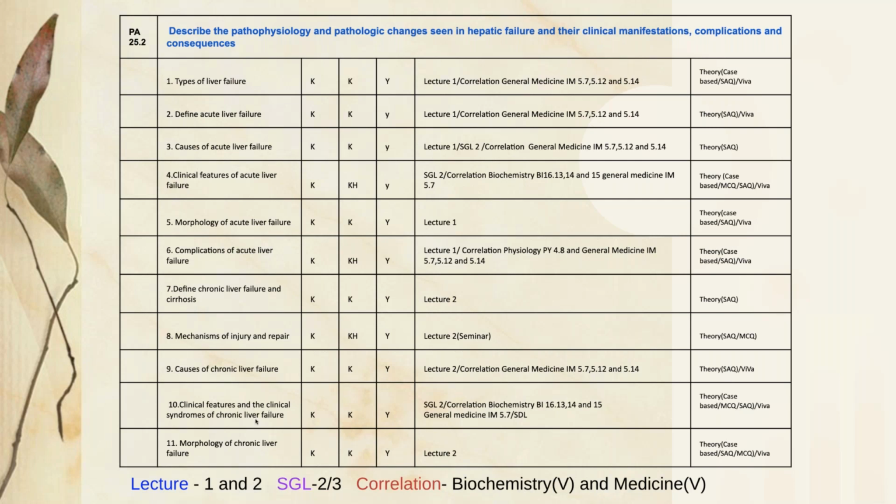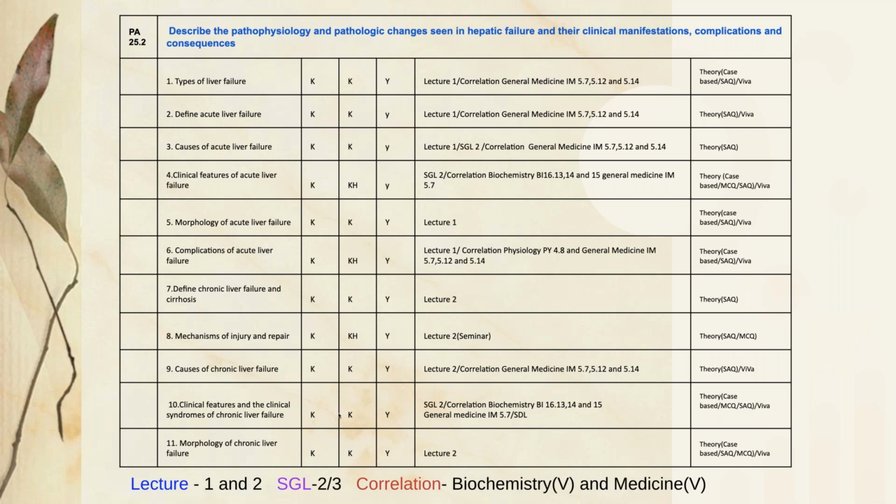Clinical features and clinical syndromes of chronic liver failure as a small group learning, correlation with biochemistry and with general medicine. Again, theory which is case-based, MCQs, short answer questions, or in viva format, and the morphology of chronic liver failure, which is again a lecture, and the mode of assessment would be theory/viva.